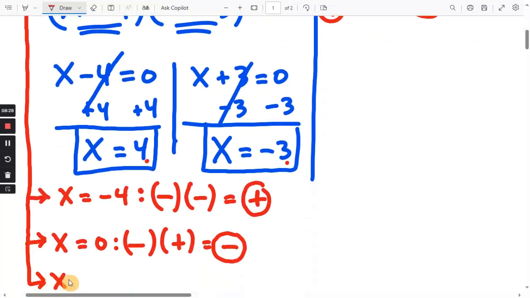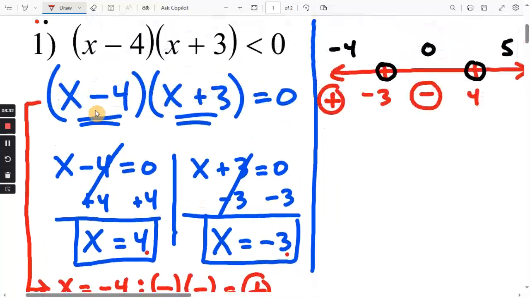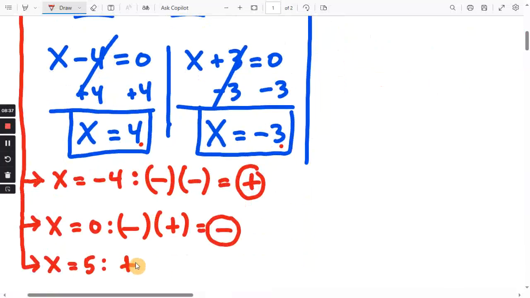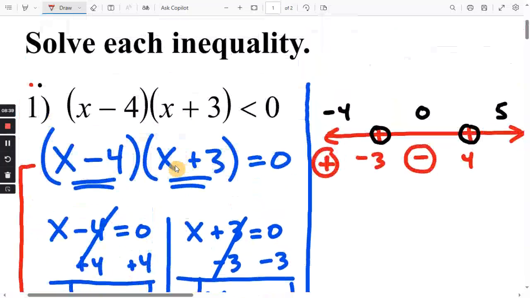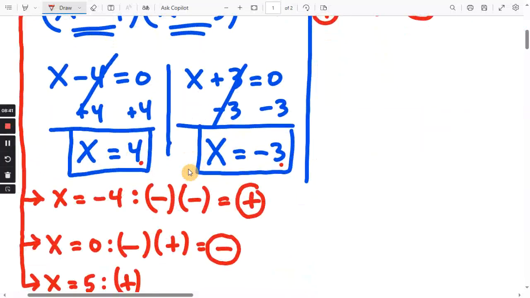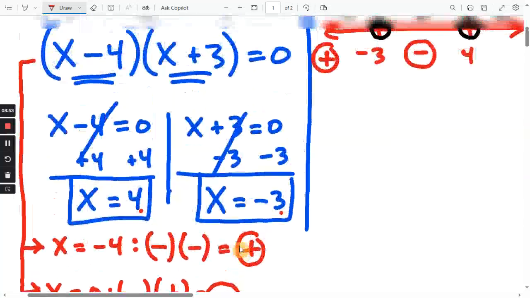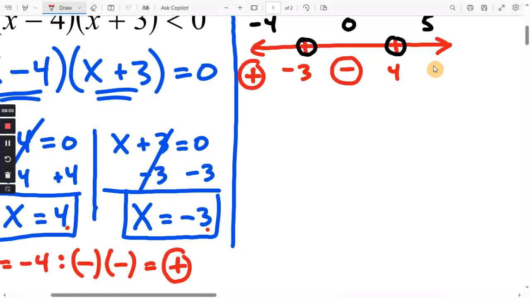All right, so let's do x equals 5. 5 minus 4 is 1. That's positive. 5 plus 3 is 8. That's positive. Okay, I don't need the actual number. I just need the signs. Positive times positive is positive. So the final section of the graph is going to be positive.